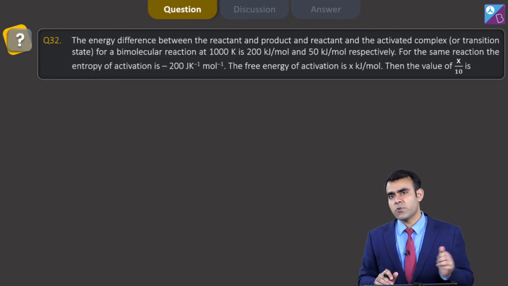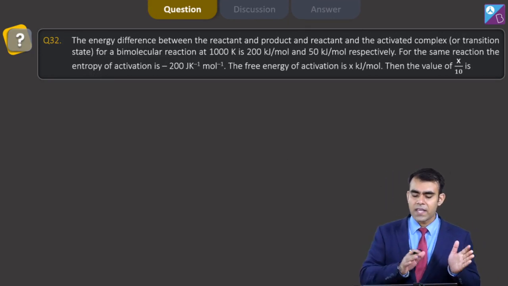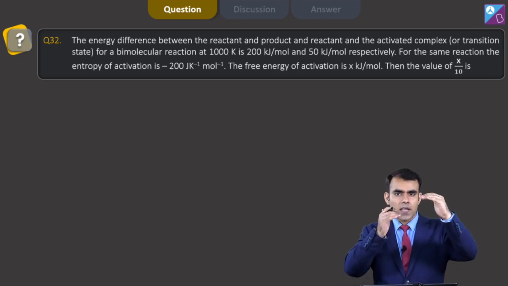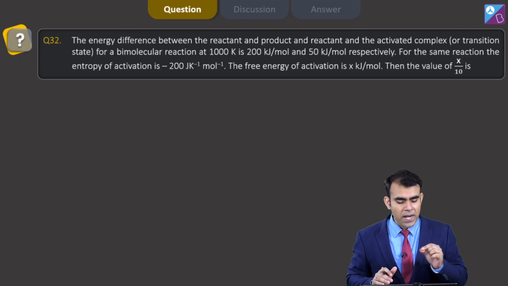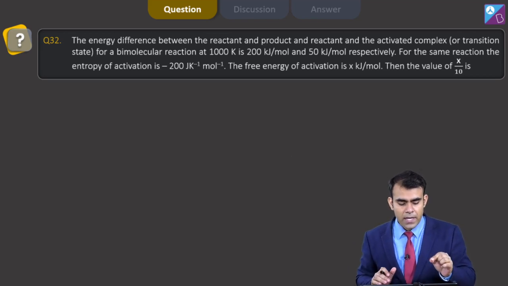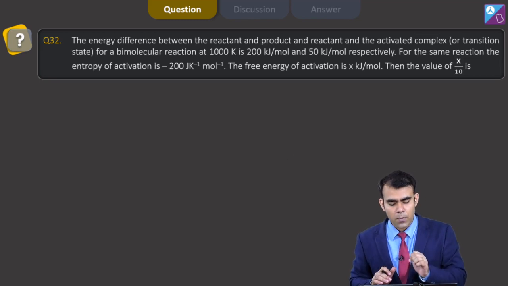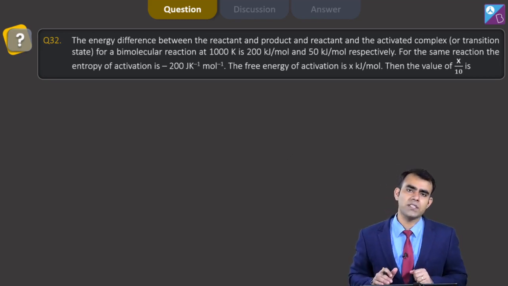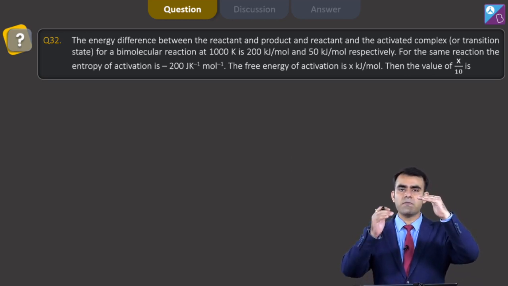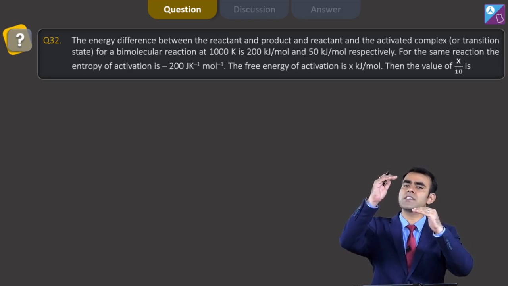Now moving on to the next question, that is question number 32. It says the energy difference between the reactant and product, that is the enthalpy change of reaction, and reactant and activated complex or transition state for a bimolecular reaction at 1000 Kelvin is 200 kilojoule per mole and 50 kilojoule per mole respectively. So here we have been given two energies. One is the enthalpy change between my reactant and product, and the other is the energy difference between my reactant energy and the transition state energy.